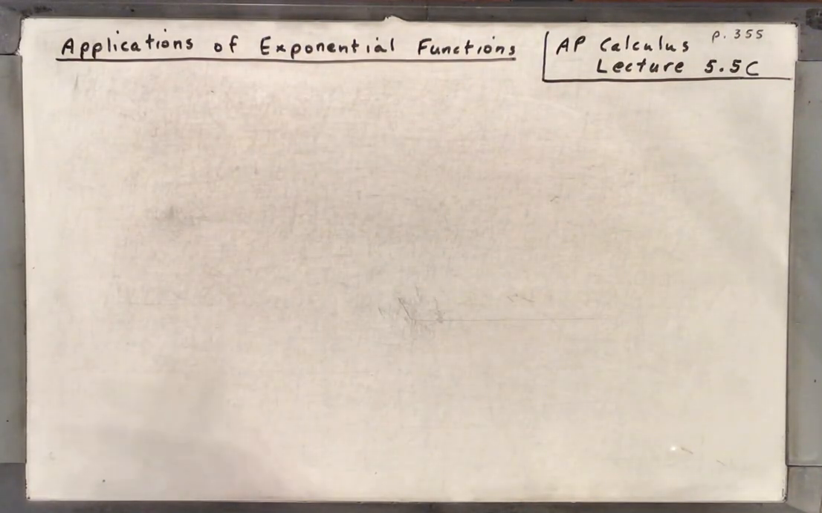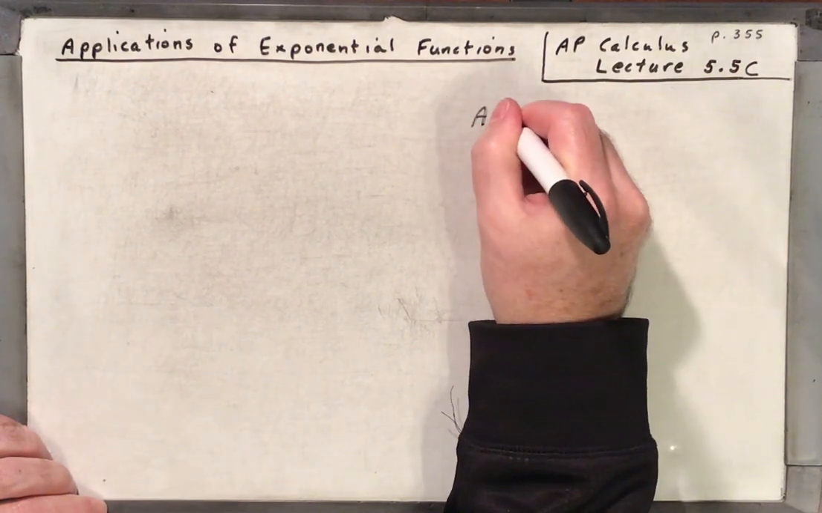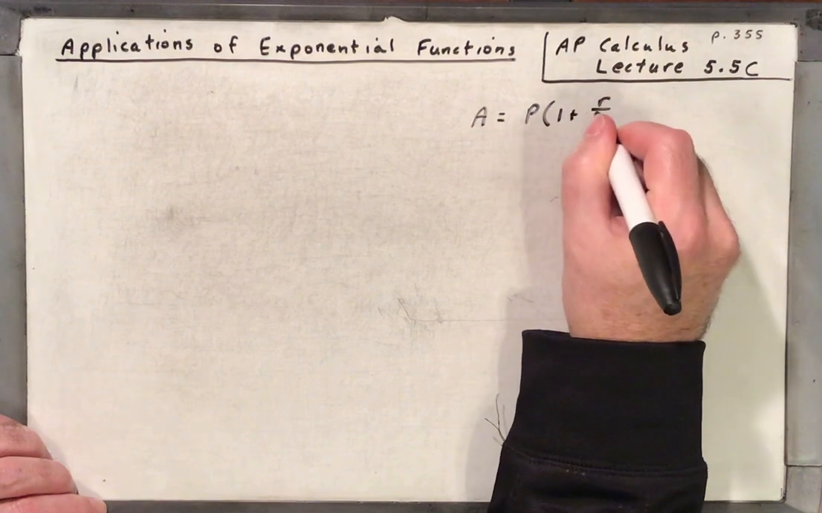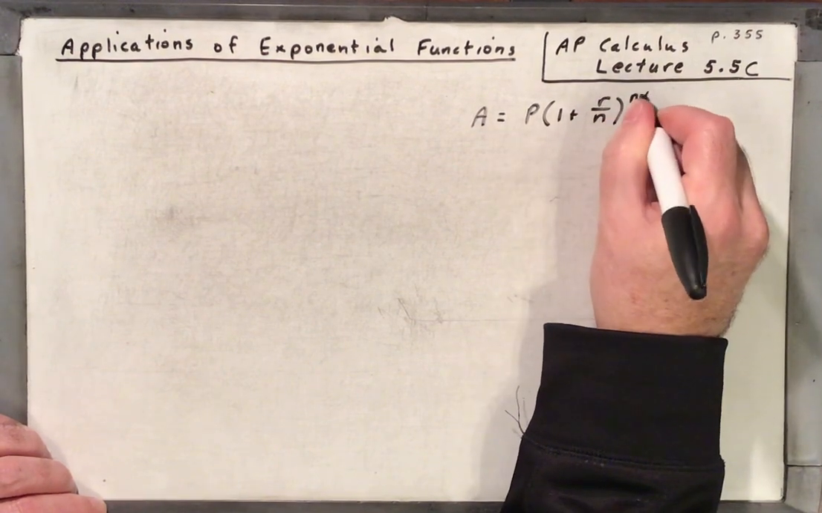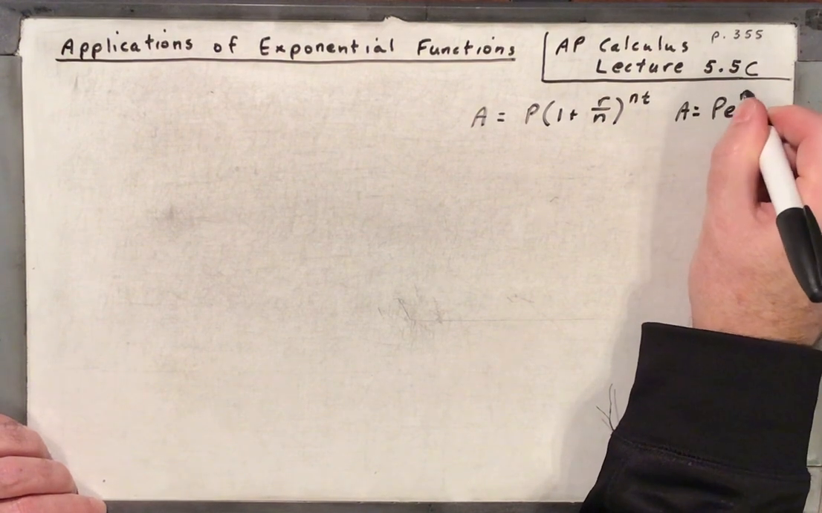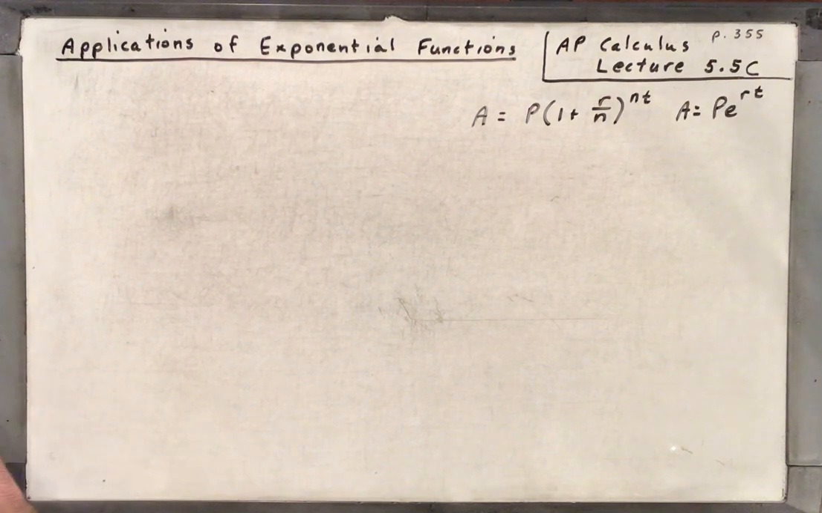All right, so again we have A is equal to P times (1 plus R over N) to the NT. And for continuous, A is equal to PERT. In your book, on page 355, I'm going to work for you number 54.